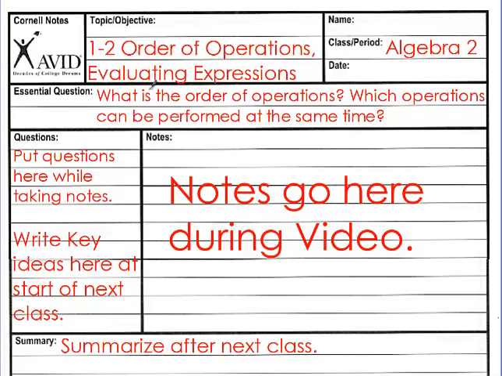Right, this is section 1-2, order of operations, evaluating expressions. This should be for Algebra 1. What is the order of operations and which operations can be performed at the same time? That's the essential question. And let's begin.